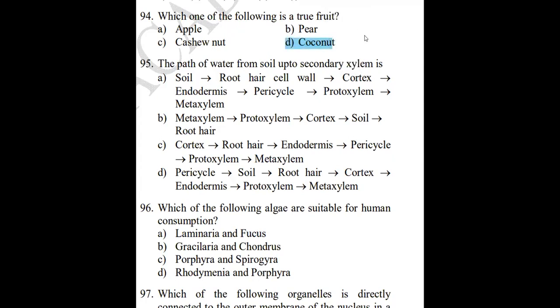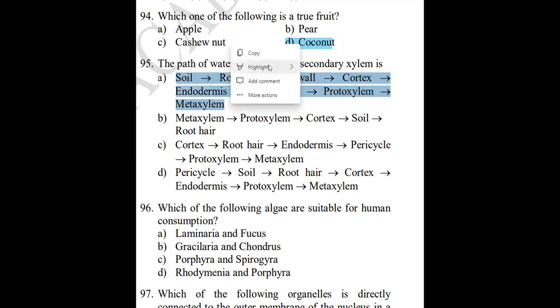Okay, the next question: the path of water from soil up to secondary xylem is which of these? From the soil, the water has to reach the secondary xylem. First, it enters from the soil into the elongation region of the root, and then the maturation region, and then it reaches the cortex, and then the endodermis, and then the pericycle, and then the protoxylem. Protoxylem is going to be the smallest one, and metaxylem is going to be the largest xylem, right? So the answer is very simple, which is option A.